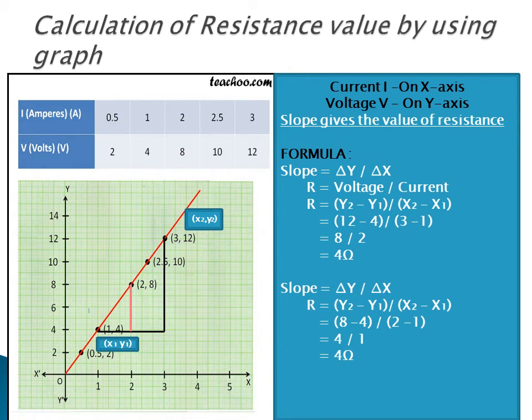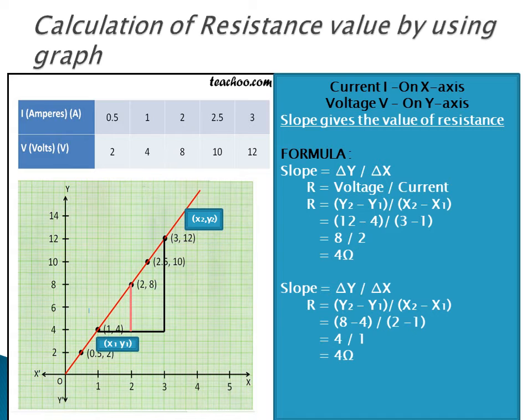So that was the mathematical way, but if we have a graph, we can also calculate the resistance value. By using the slope we can calculate the resistance value. Student, that graph represents voltage versus current. The x-axis represents the current value and the y-axis represents the voltage values. That straight line means the graph is linear, and the triangle is nothing but the slope, which gives the value of resistance.